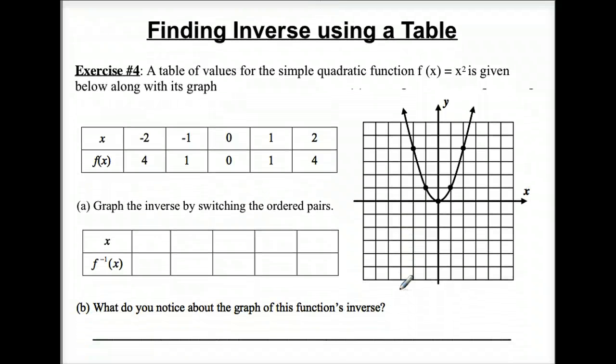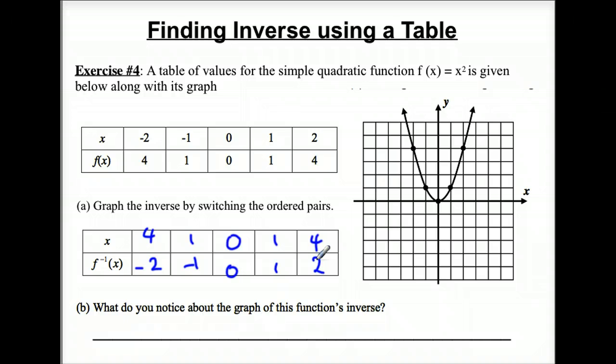Now, this is the easy part. Whenever you have a table, all we're doing is switching the x and the y value. So a table of values for a simple quadratic function x squared is given below. Graph the inverse by switching the ordered pairs. So if I was to switch this, this is my 4, this is negative 2. This is positive 1. All I'm doing is switching my values. That's it. 1, 1, 4, 2.